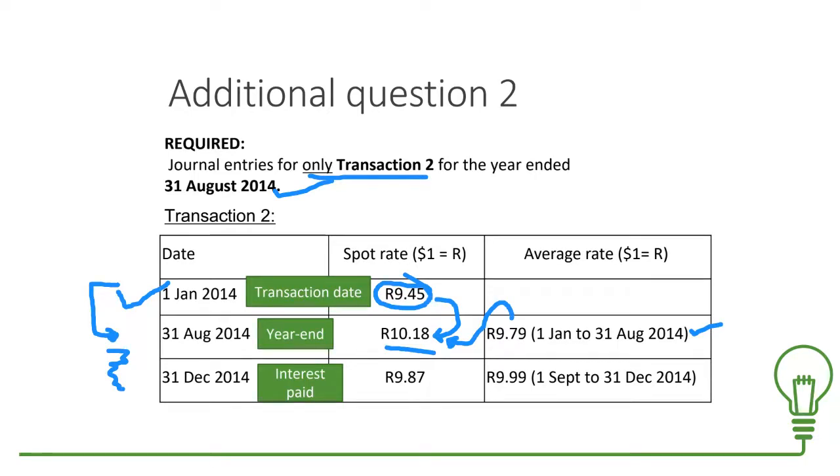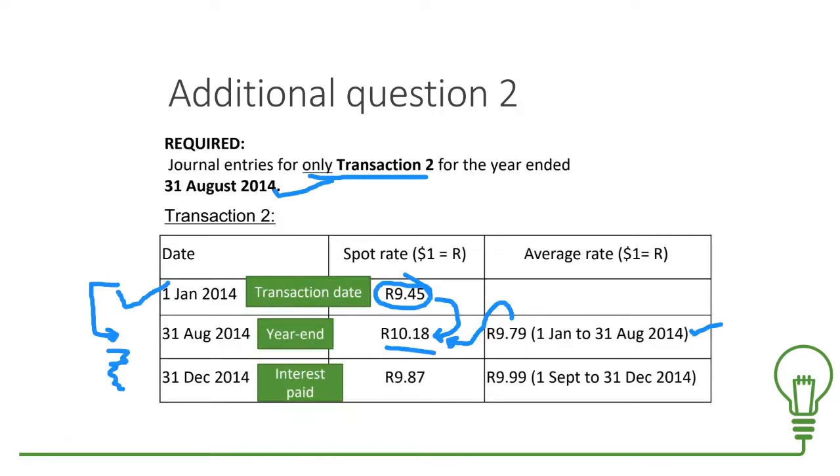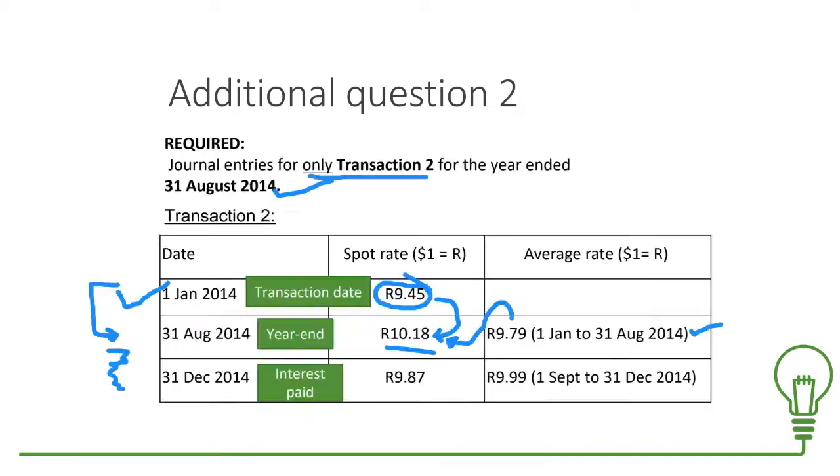So then we need to move the creditor, the accrued interest, to the spot rate. Okay, so let's have a look at what that looks like. Firstly, we're revaluing the loan, right? So that's the first part that we're doing. We want to revalue the loan.